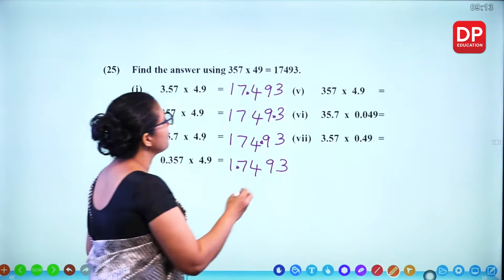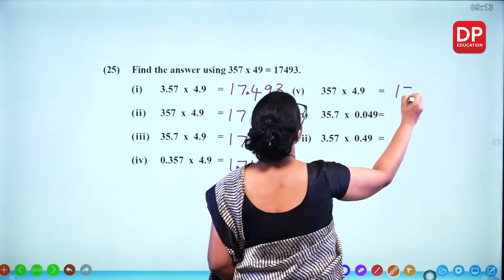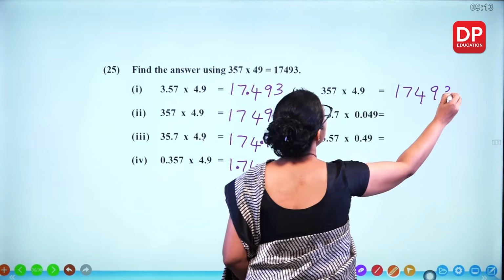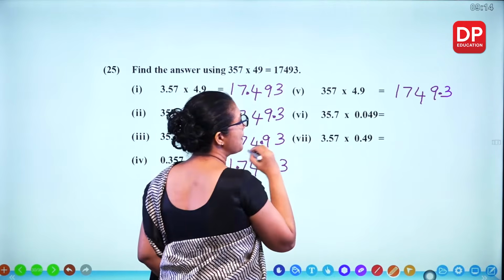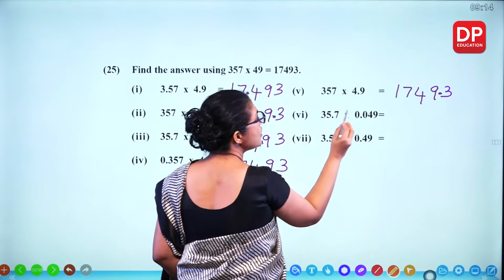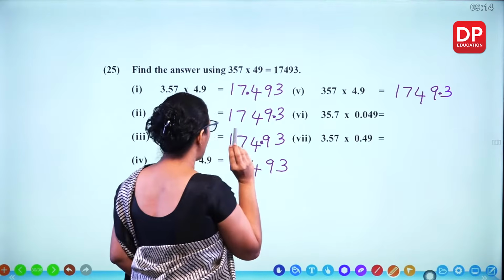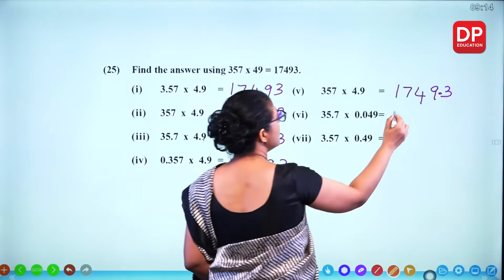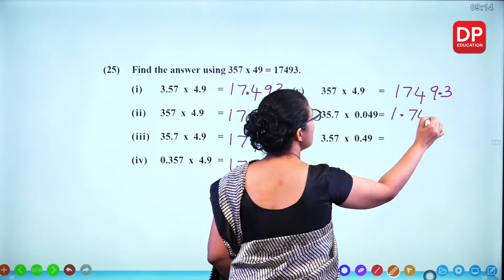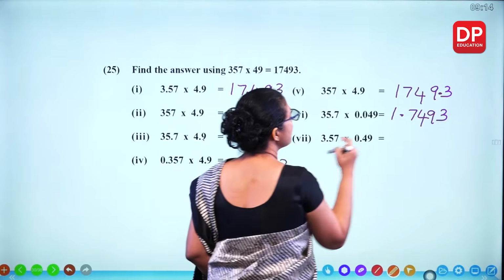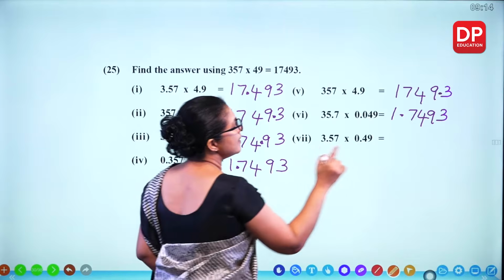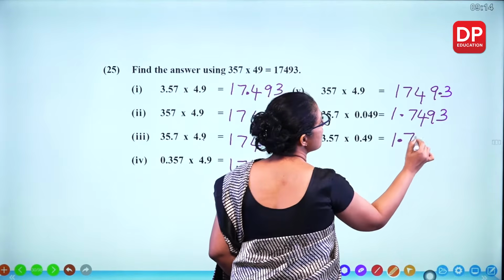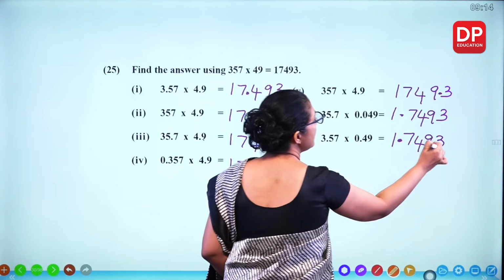1.7493. What about this one? 17493. Here 1 place is there. So the decimal point is here. Here 1, 2, 3, 4. 4 places you have to keep. So you get 1.7493. 2 and 2, 4 places. Again, the same answer, 1.7493.